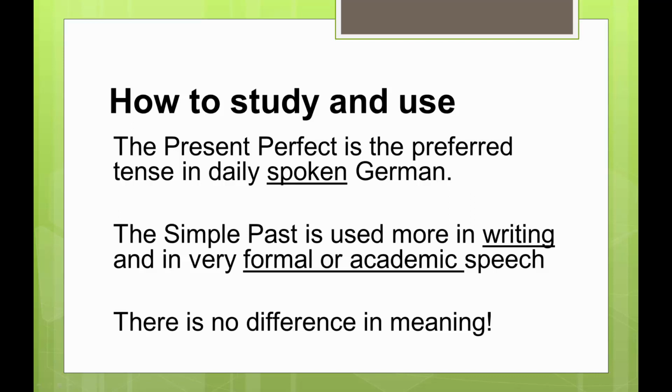A fundamental difference in German is that they prefer the present perfect over the simple past when they speak to each other. They use the simple past only in writing or in very formal or academic speech. There is no difference in meaning between these two tenses.